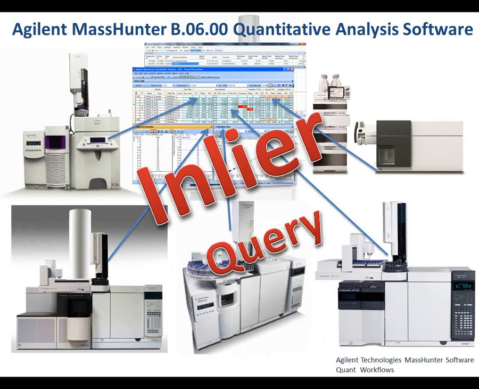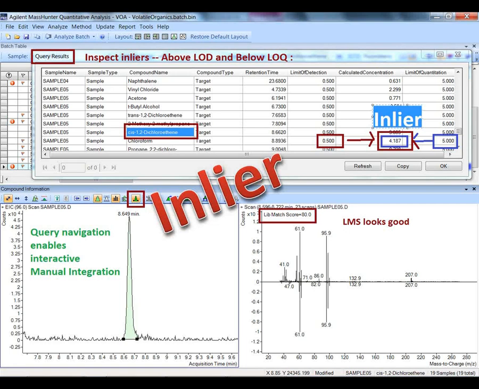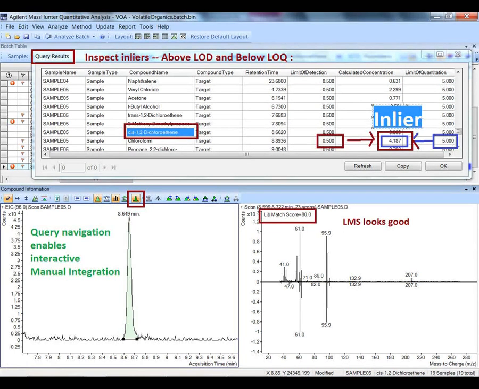Let's take a look at an application of a query which gives us the inliers. The purpose of the inliers is demonstrated here in this description, where the query shows the concentrations which are between the limit of detection and the limit of quantitation. So in this case, it's above the LOD but below the LOQ. So it's not reported, but you still want to take a look at it and decide based on the chromatography, library match score, whether it's relevant or not.